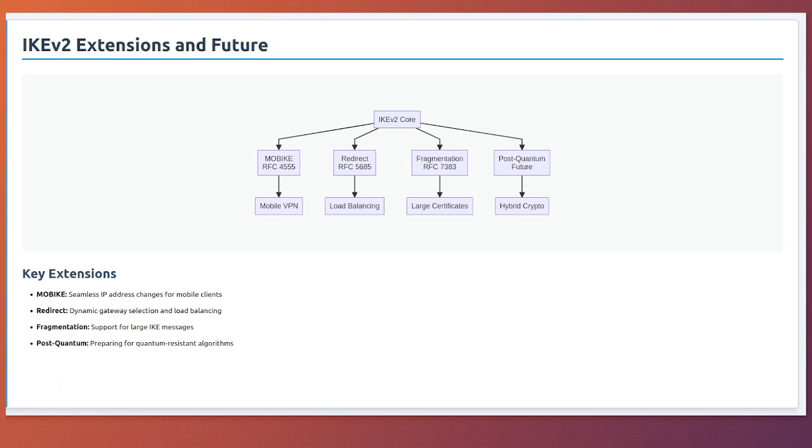Looking ahead, we're seeing integration with modern authentication systems like OAuth and SAML. Zero Trust network architectures are driving requirements for continuous authentication and microsegmentation. IKEv2 will likely evolve to support these paradigms while maintaining backward compatibility. The protocol's extensible design positions it well for these future requirements.